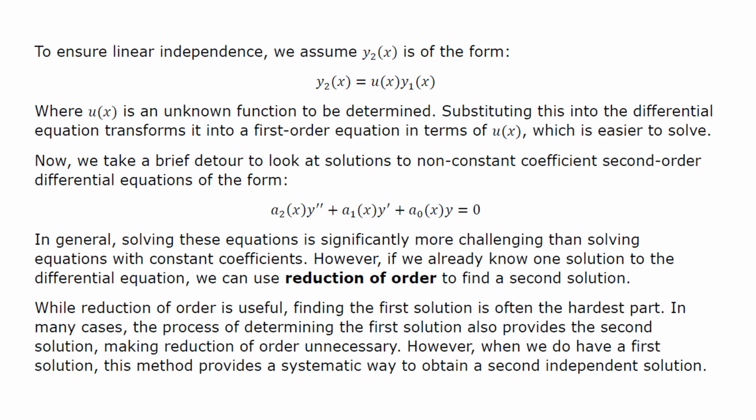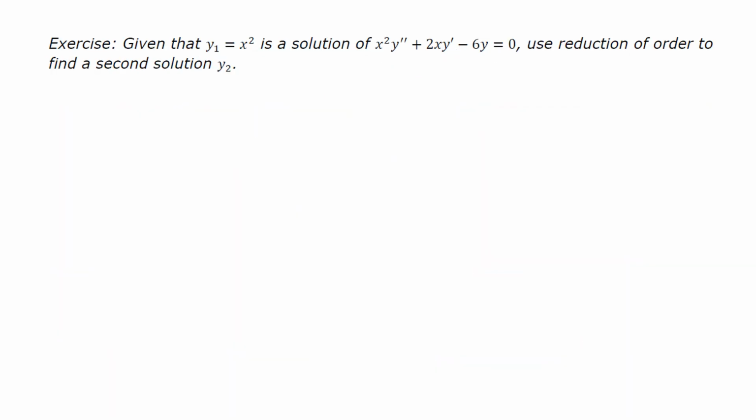So now let's look at an example. Given that y sub 1 equals x squared is a solution of x squared y double prime plus 2x y prime minus 6y equals 0, use reduction of order to find a second solution, y sub 2.